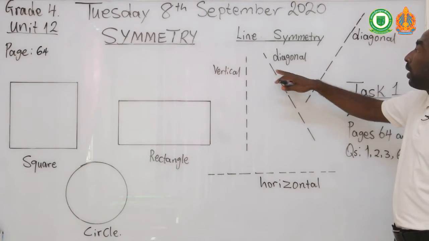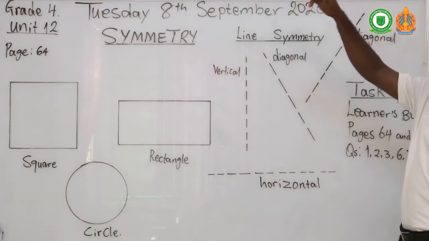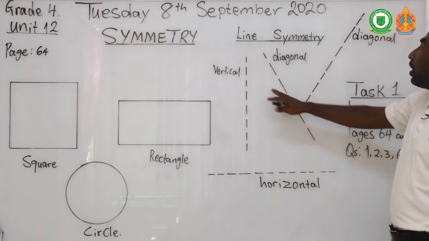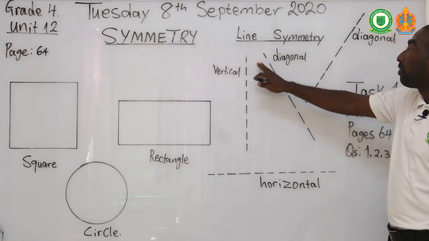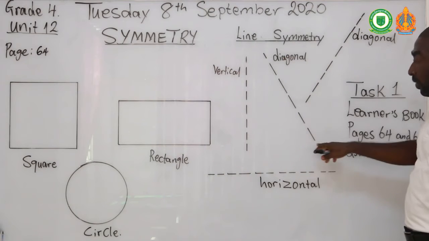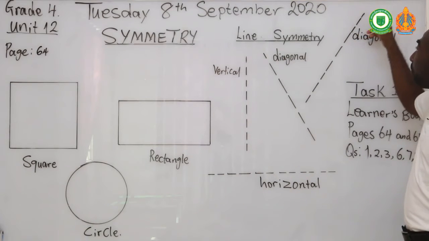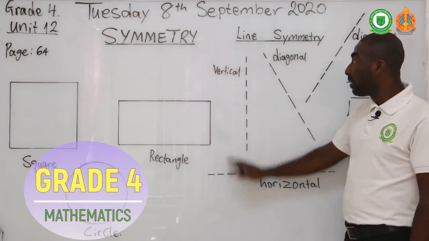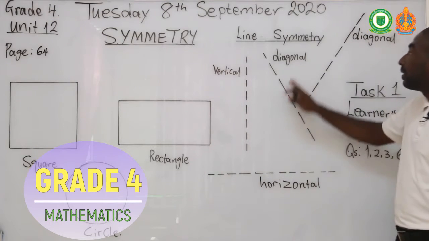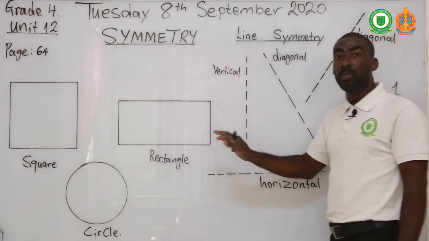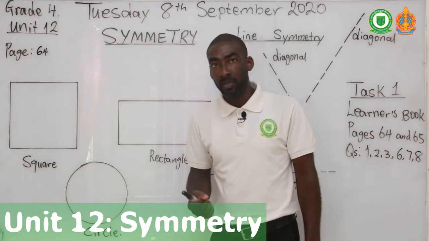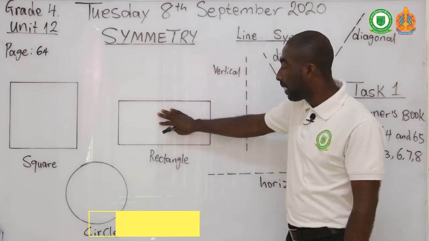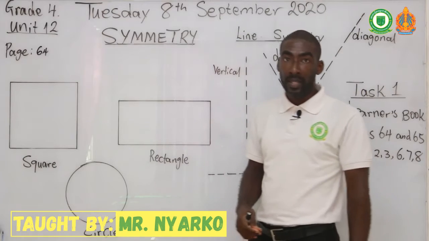So the diagonal way goes from the corners, from the top corner to the bottom corner, either on the left side or on the right side, okay? So we have this diagonal going from the left top to the right bottom, and then this one is coming from the right top to the left bottom. So you use either a vertical, horizontal, or diagonal to determine your line of symmetry. This is a shape of a square. This is a shape of a rectangle, and this is a shape of a circle.